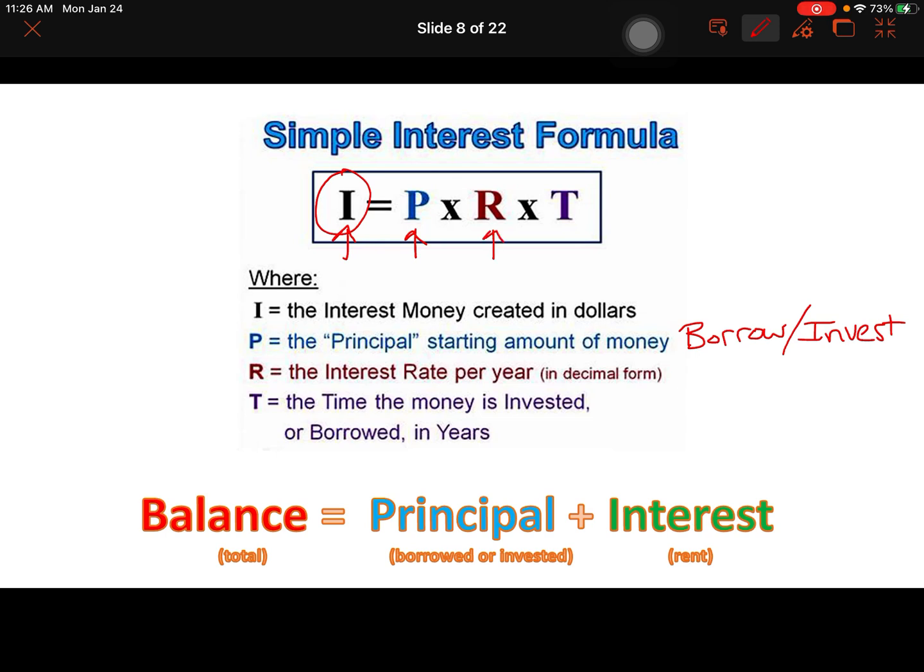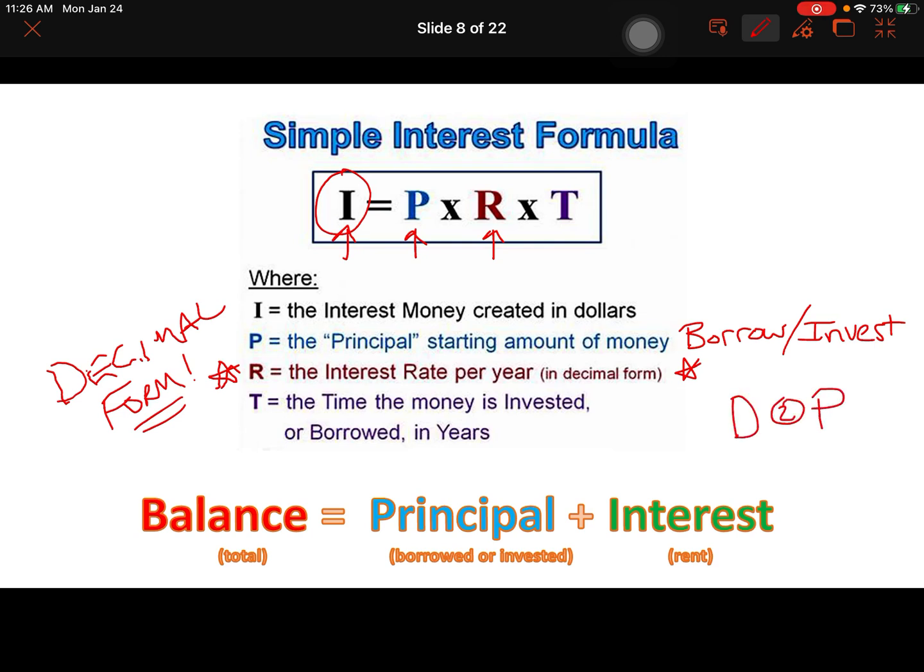The interest rate, this is the most important one to pay attention to because it must be, and I don't know why it's getting so messy on my handwriting here. Hopefully that's not going to be the case on everything. So it has to be in decimal form. You have to have it in decimal form in order to be successful with this. So remember to change a percent to a decimal. Percent to a decimal, you're going to move that decimal point 2 to the right. And then T, the other thing, has to be in years.